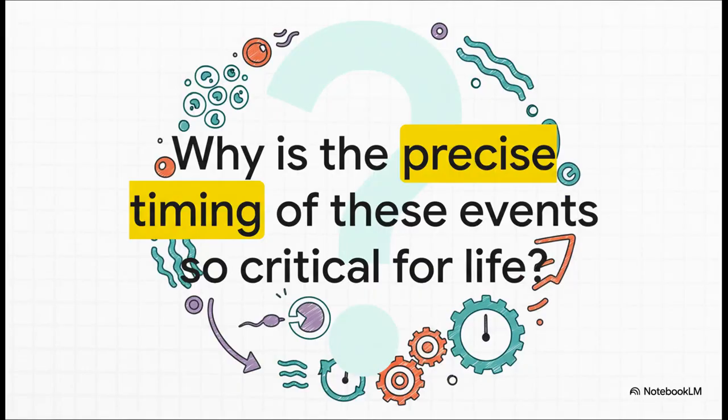So when you step back and look at the whole picture, from the nonstop production of sperm to the once-a-month release of an egg, from the hormonal surges to that split-second block during fertilization, this entire process is governed by an unbelievable biological precision. It really makes you stop and think, doesn't it? Why is this intricate dance of timing so absolutely critical for the continuation of life itself?